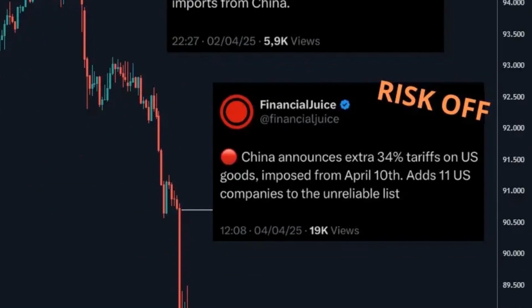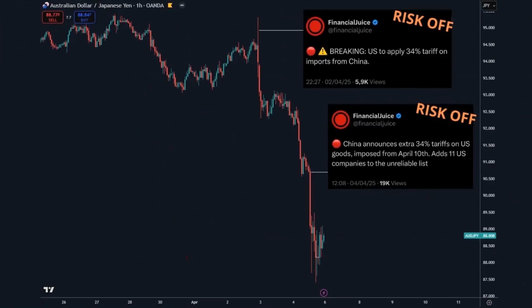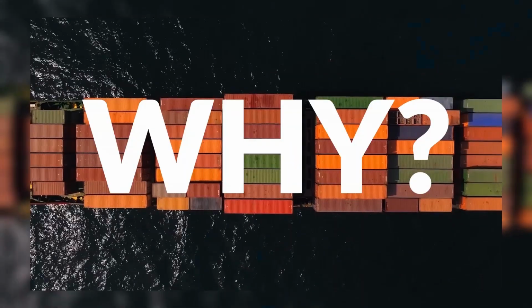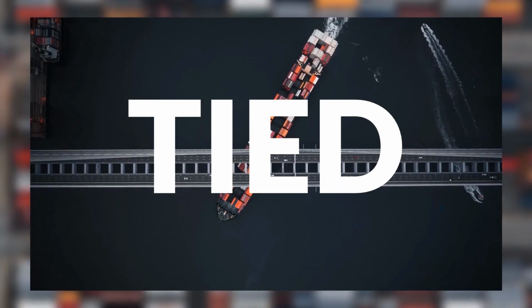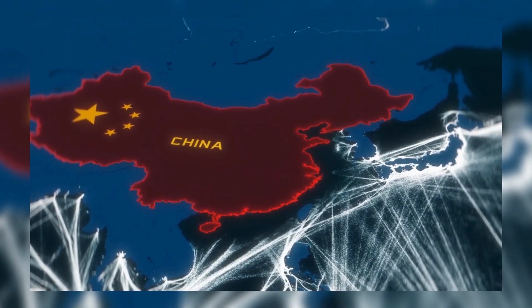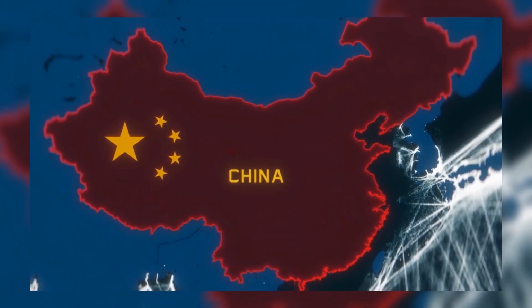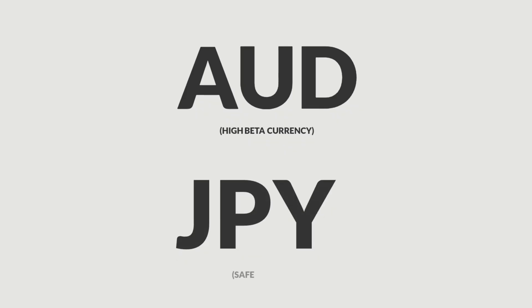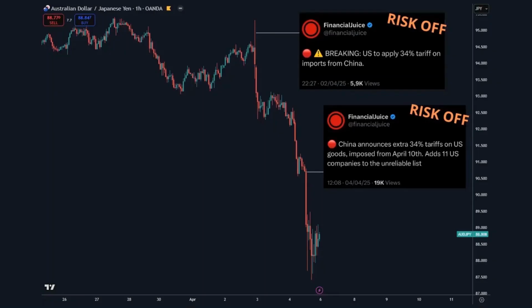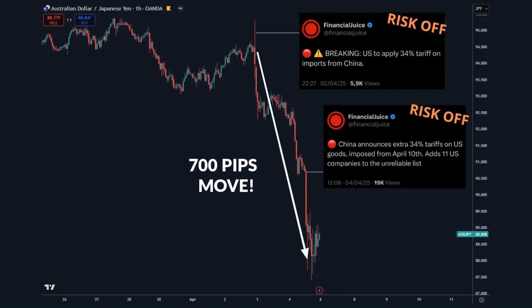Now here's the kicker. Whenever the US and China start barking and biting at each other, guess who gets caught in the crossfire? Australia. Now, why? Because Australia's economy is heavily tied to China. When China slows down, whether it's tariffs, weak demand, or political tensions, Australia's economy feels it. Now, combine that with the fact that the Australian dollar is generally seen as a risk currency or a high beta currency, while the Japanese yen is the ultimate safe haven of currencies, well, then you've got a recipe for these types of moves on the Australian dollar against the Japanese yen.